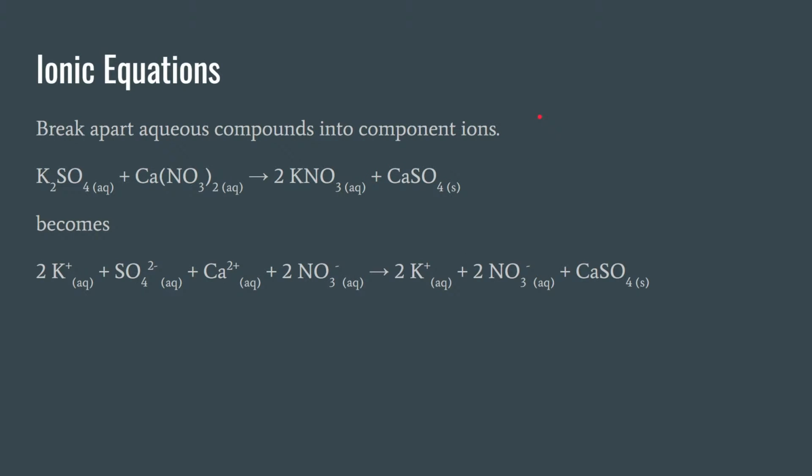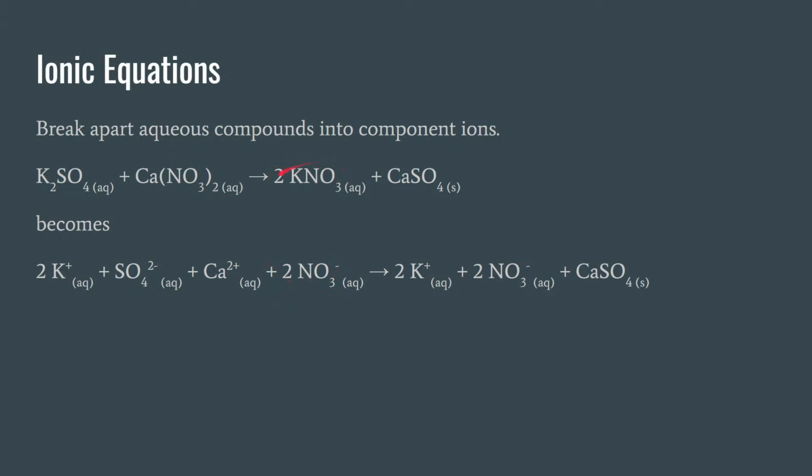So what we do is from there we have our ionic equation, where we take all of our aqueous compounds and break them apart into their component ions. So here we have our potassium sulfate. The potassium, there's two of those, so we get 2 K+. Here we have sulfate, so that goes to SO4 2-. Here we have calcium, all by itself, calcium 2+. And NO3 1-. The nitrate, there's 2 of those, so we get 2 NO3 1-.